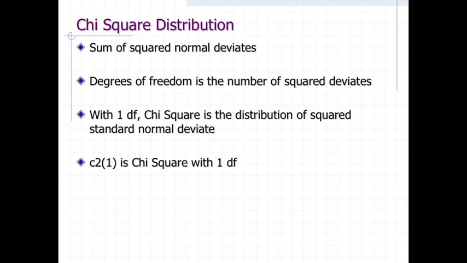The chi-square distribution is the distribution of the sum of squared standard normal deviates. The degrees of freedom of the distribution is equal to the number of these squared deviates. Therefore, chi-square with 1 degree of freedom is simply the distribution of a single normal deviate squared. Chi-square is written as the Greek letter chi squared with the degrees of freedom in parentheses.